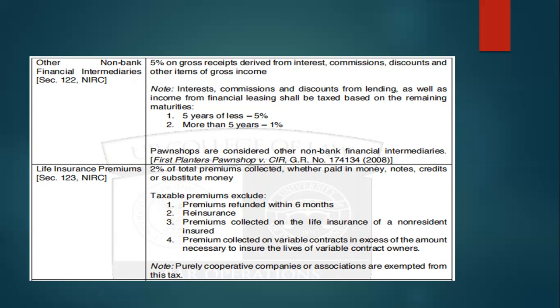So taxable premium excludes premium refunded within 6 months. If refunded within 6 months, that is not included in the premium computation. Reinsurance is not part of it. Premiums collected on the life insurance of a non-resident insured is not part of the total premium. Premium collected on variable contracts in excess of the amount necessary to ensure the lives of variable contract owners. Note, purely cooperative companies or associations are exempted from this tax. Okay?